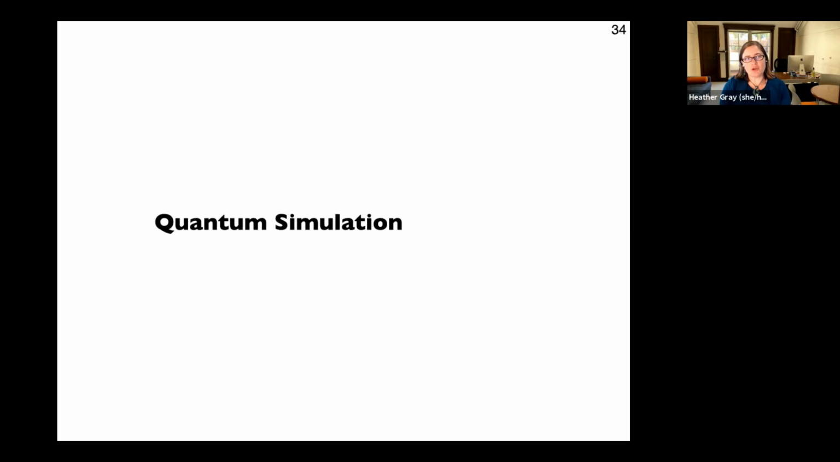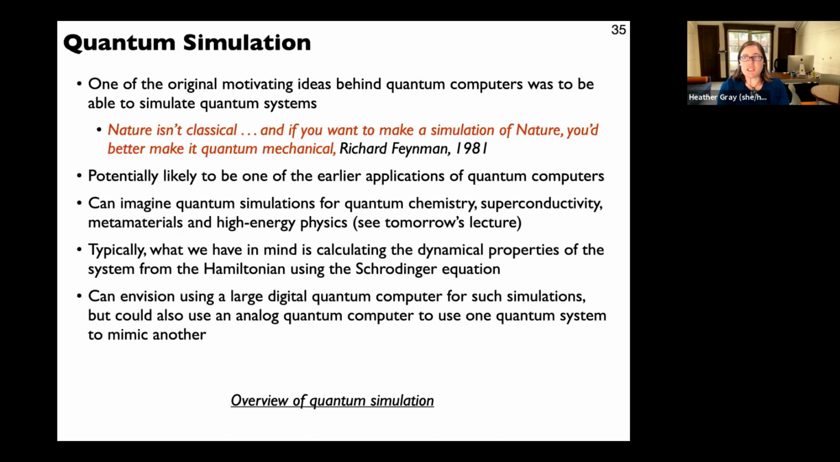Now, probably one of the earliest applications of quantum computers will be quantum simulation, which was indeed one of those original motivating ideas. This is the quote from Feynman: "Nature isn't classical, and if you want to make a simulation of nature, you'd better make it quantum mechanical." And it's likely to be one of the earliest useful applications of quantum computers. One can imagine a bunch of different quantum simulations for things like quantum chemistry, superconductivity, metamaterials, and indeed high energy physics. And I'll show you one of those examples from some colleagues tomorrow.